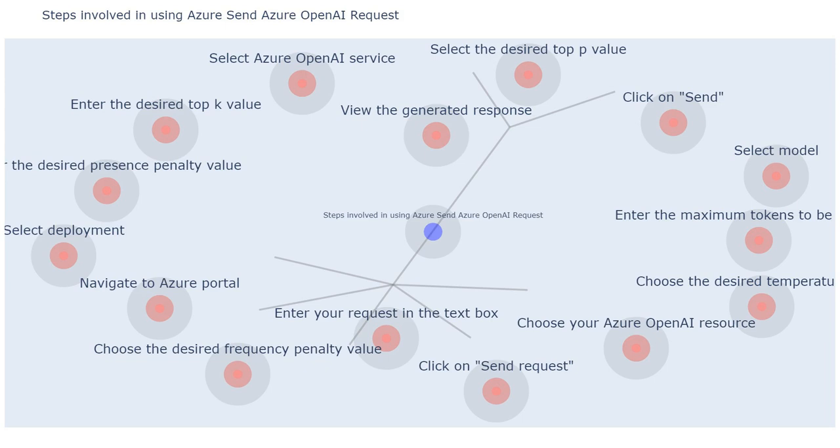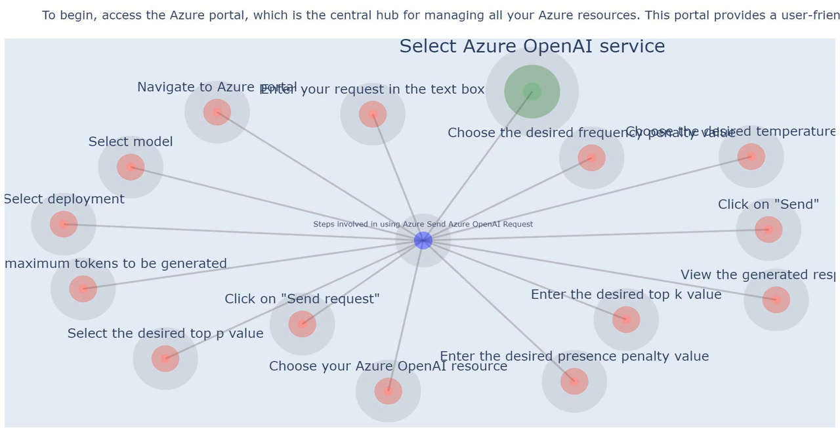To begin, access the Azure portal, which is the central hub for managing all your Azure resources. This portal provides a user-friendly interface for navigating and interacting with various Azure services. Once you are in the Azure portal, locate and select the Azure OpenAI service. This service empowers you to leverage the power of OpenAI's advanced language models within your Azure environment.